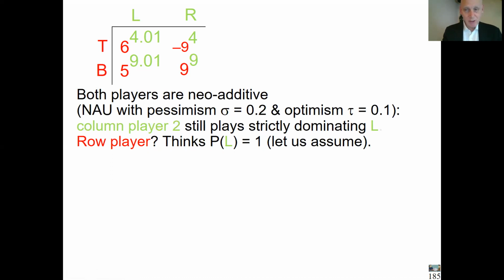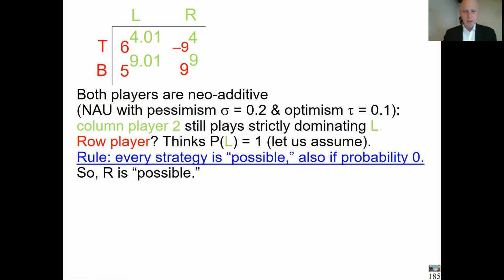Before getting into it, one thing I still have to explain to you. That's the word possible. I told you when I explained neo-additive utility that you always have to think what the word possible means. Here in game theory, we're going to assume possible means that every strategy that is available is possible to be chosen. So even if some theory says that L has probability 1, the row player still considers R to be possible. And I think empirically speaking, that is realistic. So therefore, R is given the status of possible, and it means that it is incorporated in the neo-additive considerations.